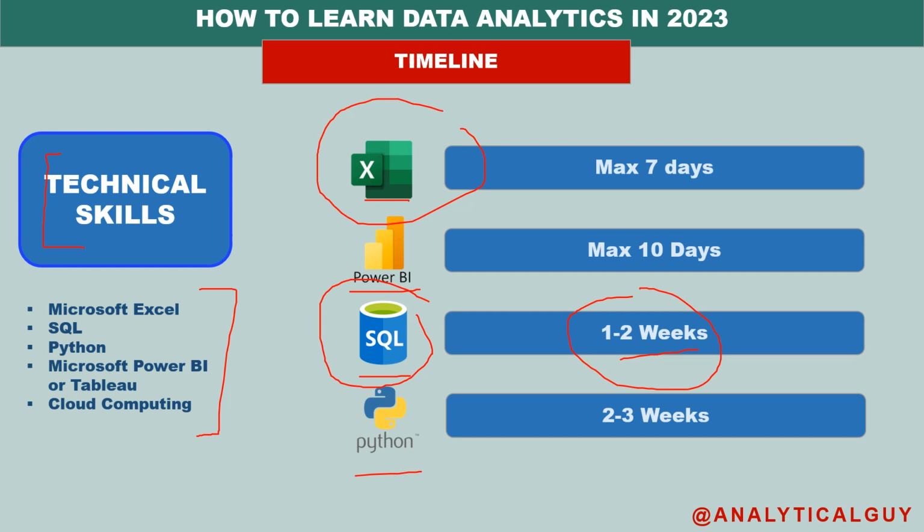Similarly, Python takes 2 to 3 weeks or maximum a month, and then you can have the basics of Python. You can just understand the libraries, download Python, and understand what exactly is happening in the algorithm, right? So just go for theory and then start implementing in the projects.